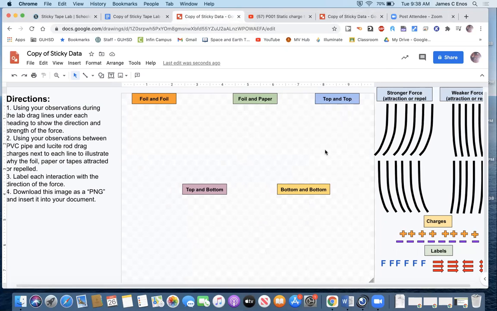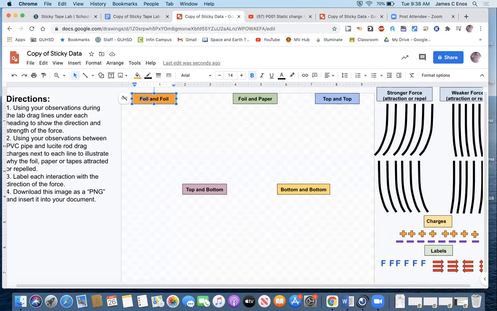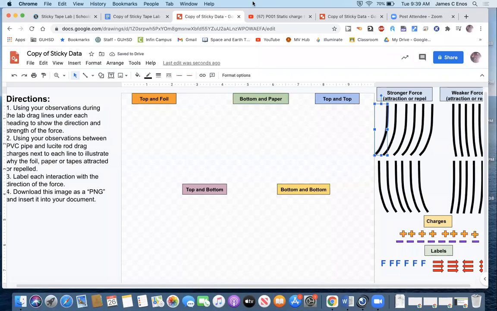So, what I mean by that, everyone is to make two changes. So on your copy, I want it to read top in foil. And then for this one, I want it to read bottom and paper. And then as you're doing this, we are going to bring out the forces that we saw. So with the top and the foil, the top tape was attracted to the foil.